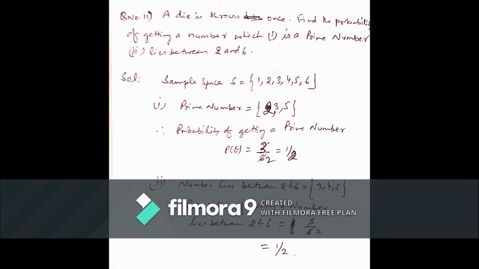So the probability of getting a prime number will be 3 by 6, which equals 1 by 2. Similarly, for a number lying between 2 and 6, it means 2 and 6 will not be included, and 1 also will not come. So between 2 and 6 there are 3, 4, 5, only these 3 numbers. So the probability of getting a number lying between 2 and 6 is 3 by 6, which is also equal to 1 by 2.